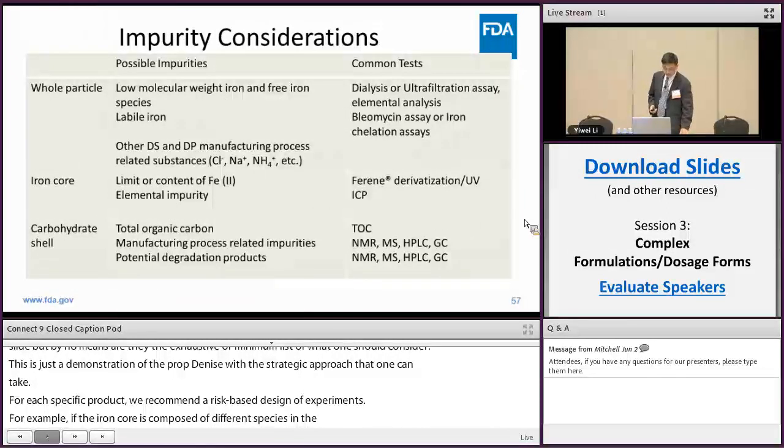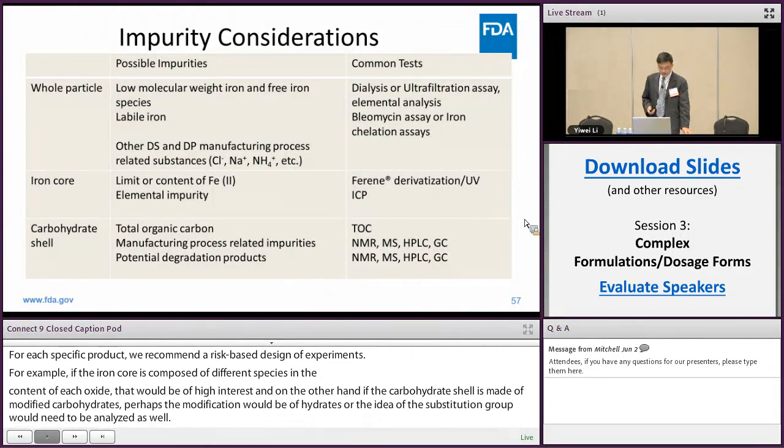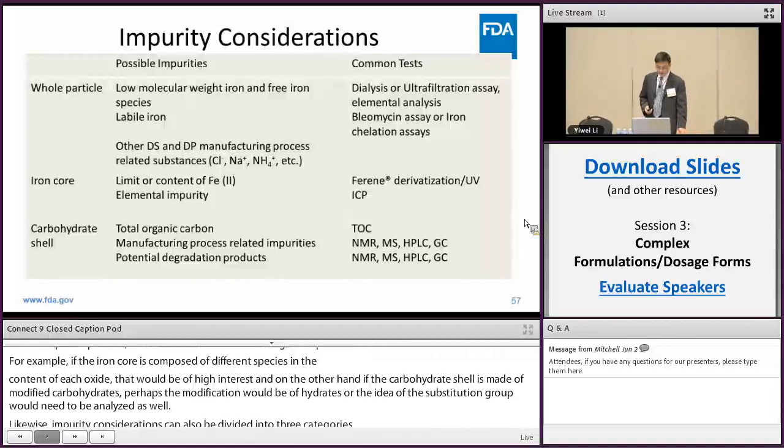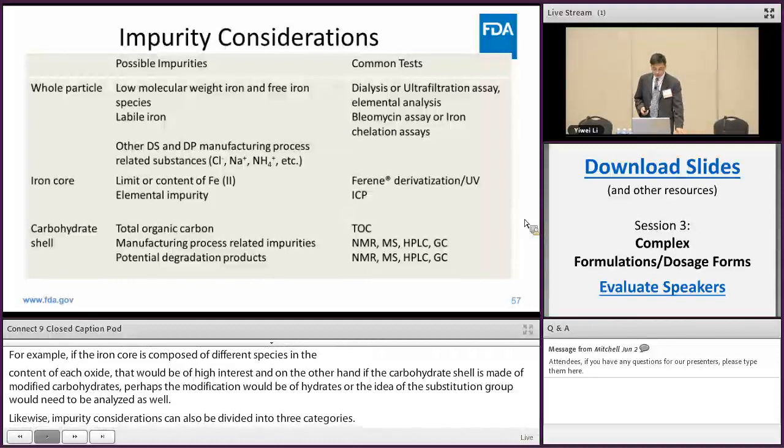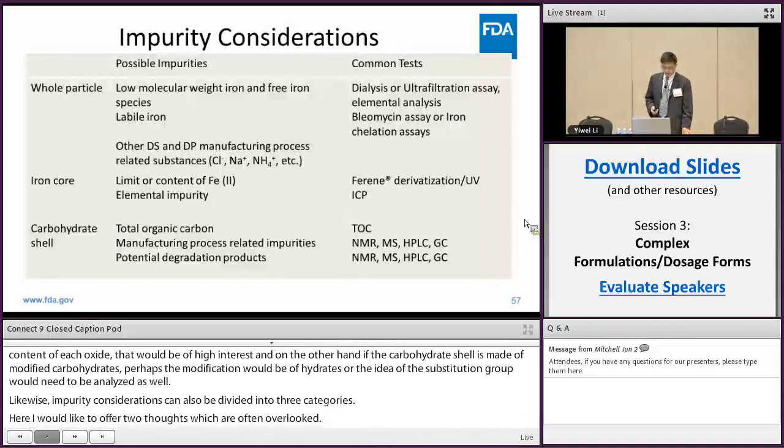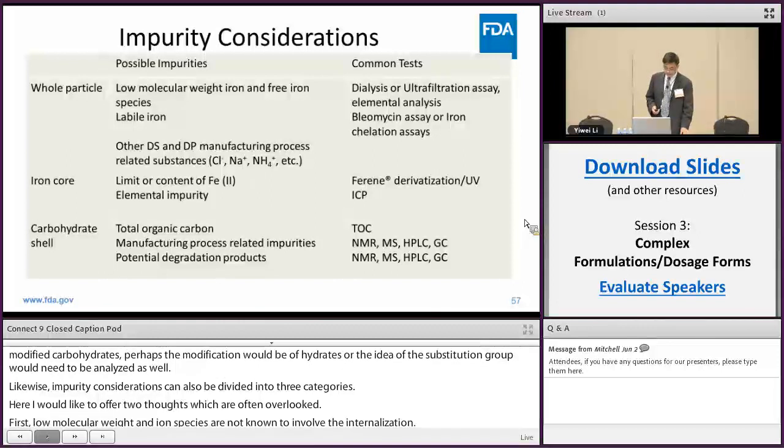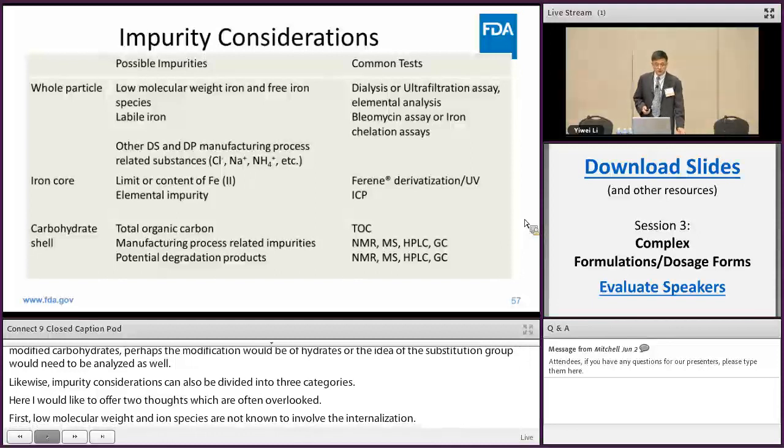Likewise, impurity considerations can also be divided into three categories. Here I would like to offer two thoughts which are often overlooked. First, low molecular weight iron and free iron species are not known to be involved in internalization. Basically, they are not involved in the mode of action. Therefore, they should be considered as impurities and treated as such.